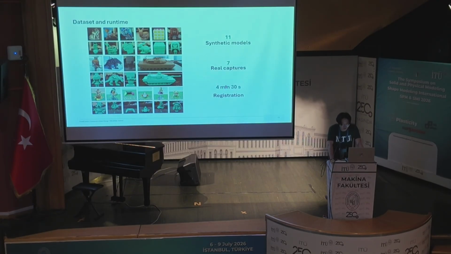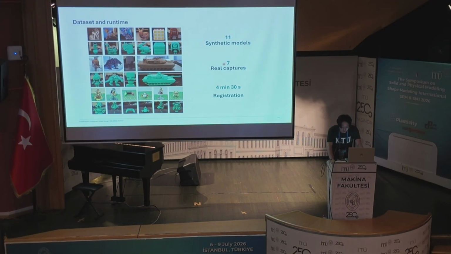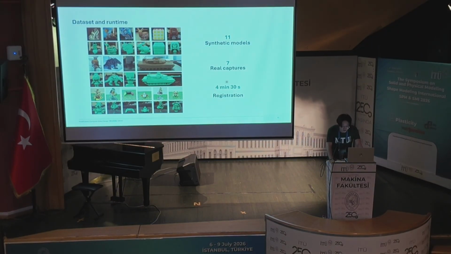Okay, after introducing our method, here comes the experiment part. Before showing the experiment results, let me introduce the dataset for evaluation. It includes 11 synthetic models and 7 real-world captures. The synthetic data provide ground truth, so it can be used for quantitative evaluation of rotation error, translation error, and final geometry quality. The real captures are used to test whether the method works well under practical scanning conditions.